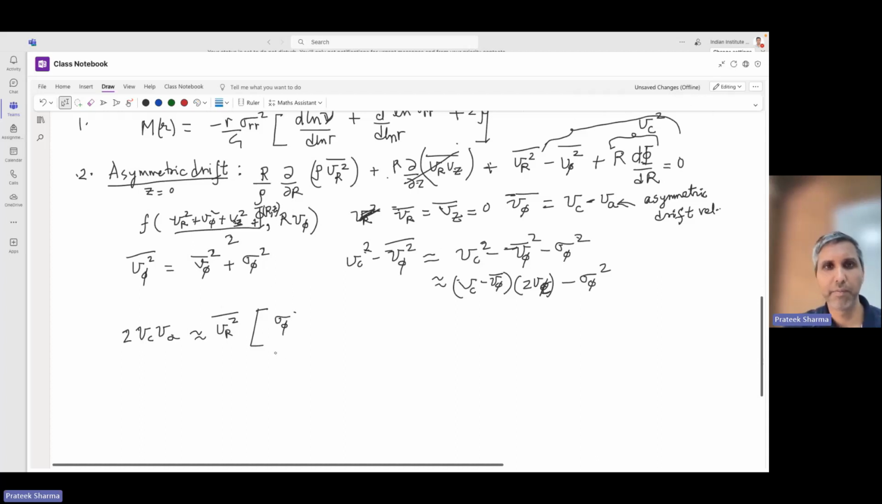Sigma R bar minus 1. So what I'm doing is I'm taking this term, which I have combined. I'm writing this as Vc squared minus V phi squared as this, and this Vc minus V phi bar is nothing but my asymmetric drift velocity, right? Yes.